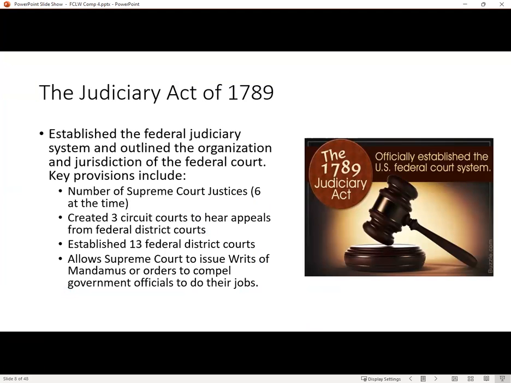The Judiciary Act of 1789 officially established the U.S. federal court system. The number of Supreme Court justices at that time was only 6. It created 3 circuit courts to hear appeals, established 13 federal district courts, and it allowed the Supreme Court to issue writs of mandamus, which were just orders to compel government officials to do their jobs.